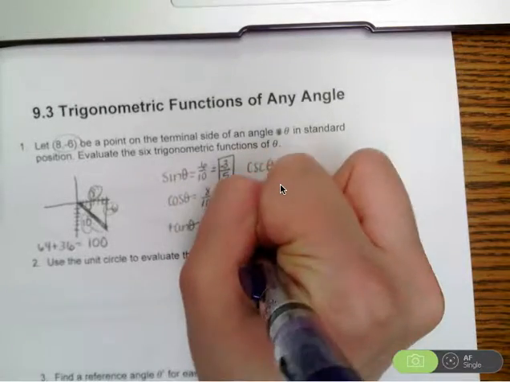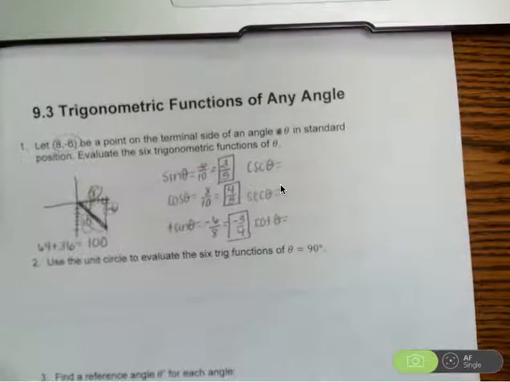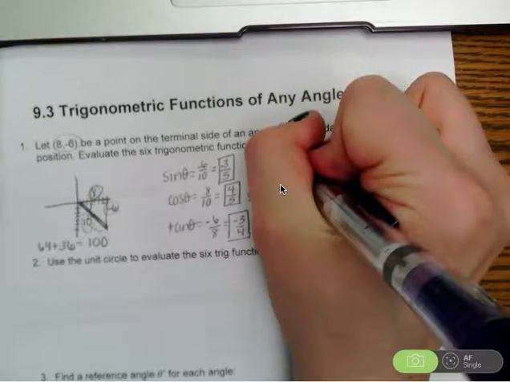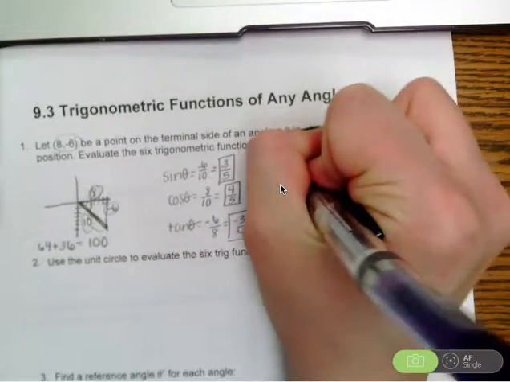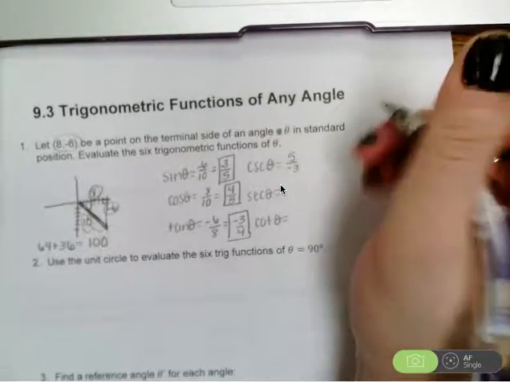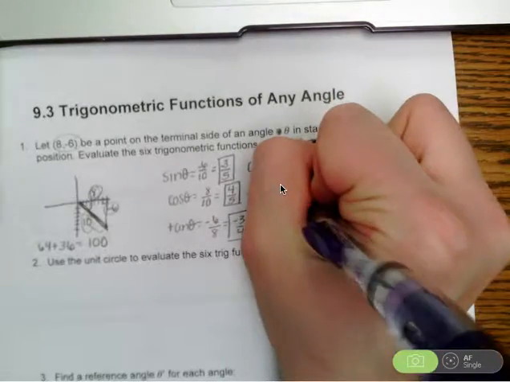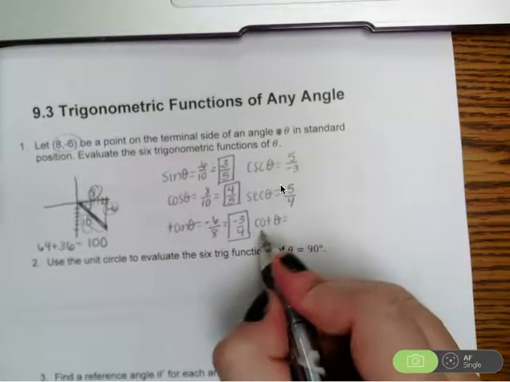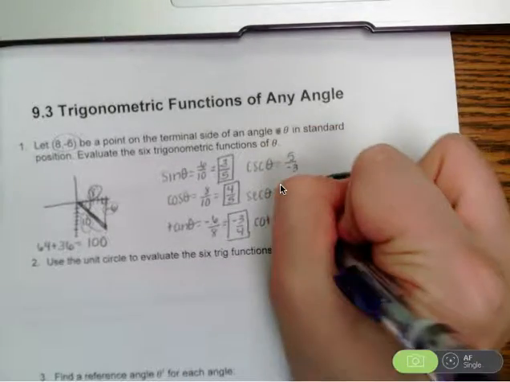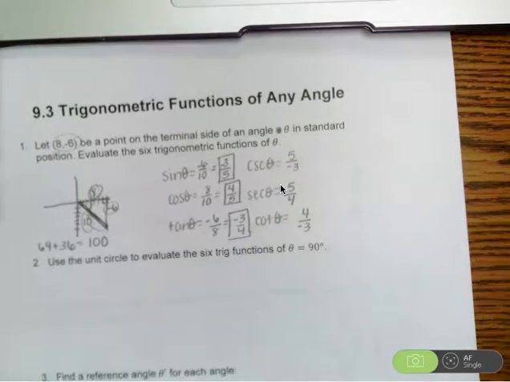And what's nice is once you have those 3 done, then you can just flip them to find the others. So the cosecant is the reciprocal of the sine, so 5 over negative 3. The secant is the reciprocal of the cosine, so 5 over 4. And the cotangent is the reciprocal of the tangent, so 4 over negative 3.